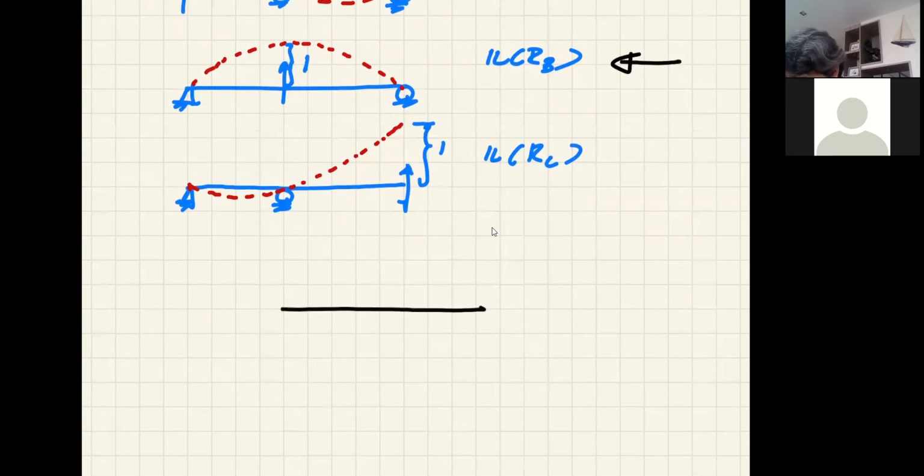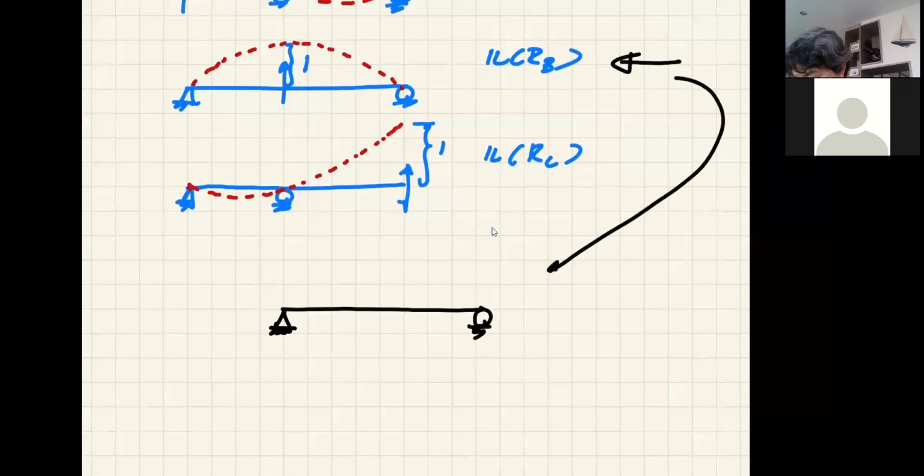Now, coming from this case, if I have the unit load at any X location, if you can recall the force method, you would need to calculate the displacement at B.